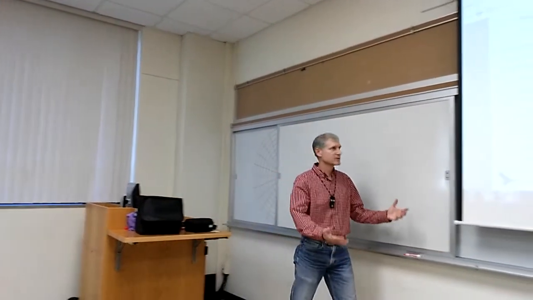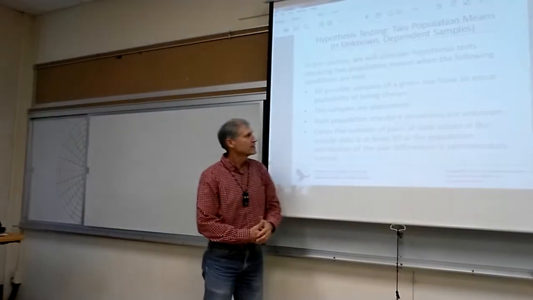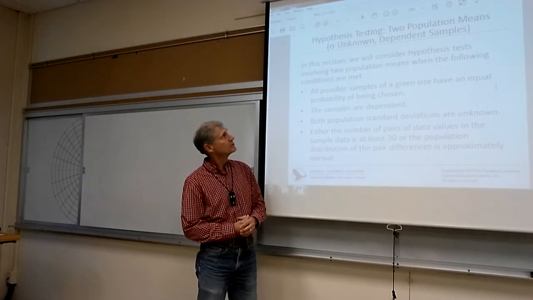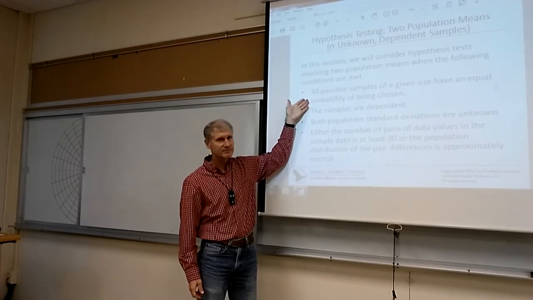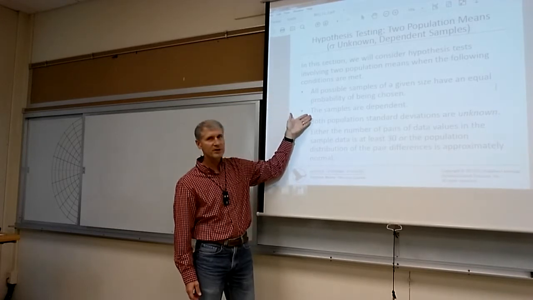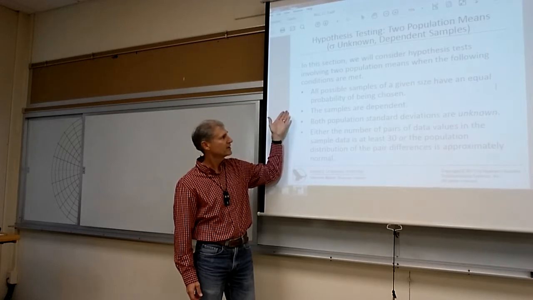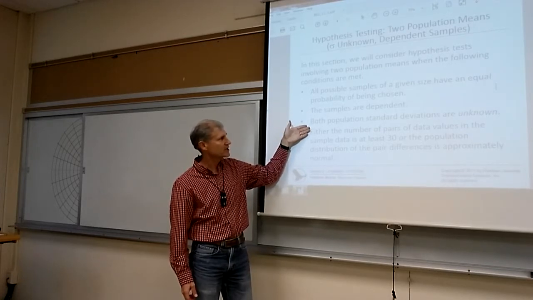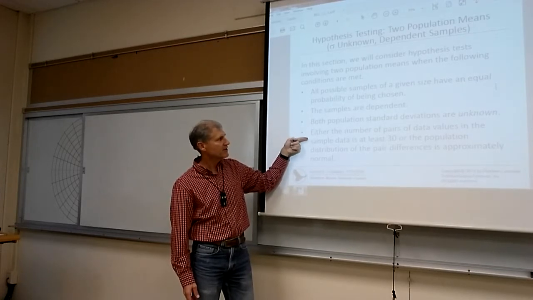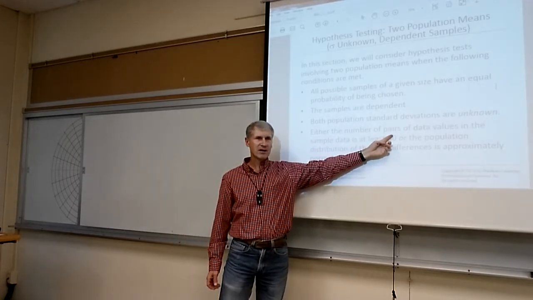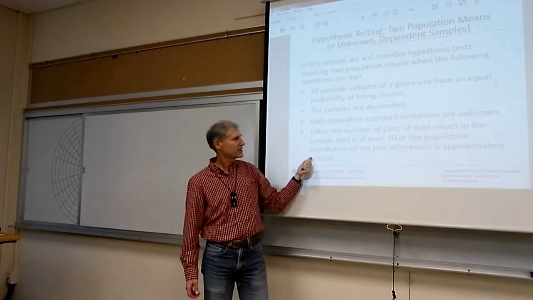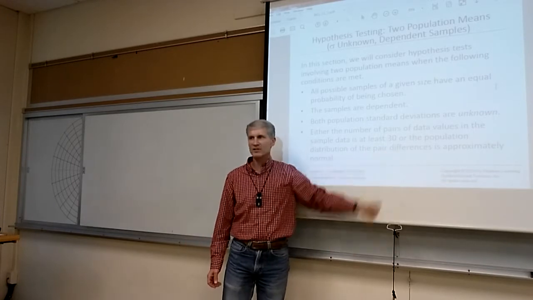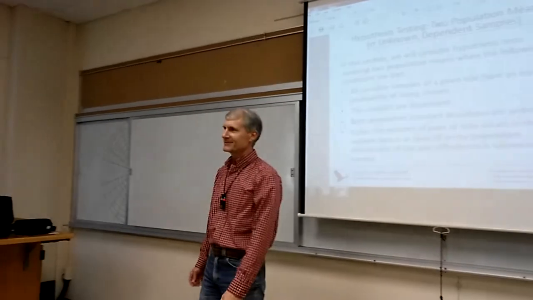So here are the assumptions needed for a paired 2 sample means problem. First of all, the samples have to be random. We always have that. Samples are dependent or paired. Both population standard deviations are unknown. And then either the number of pairs is at least 30 or the distribution of the differences is approximately normal.